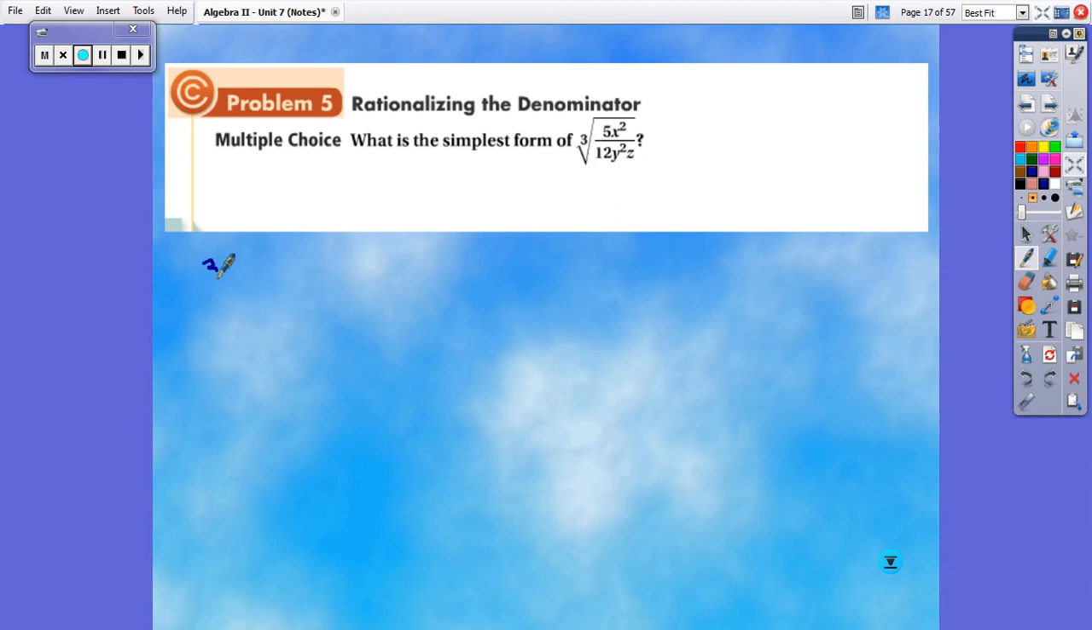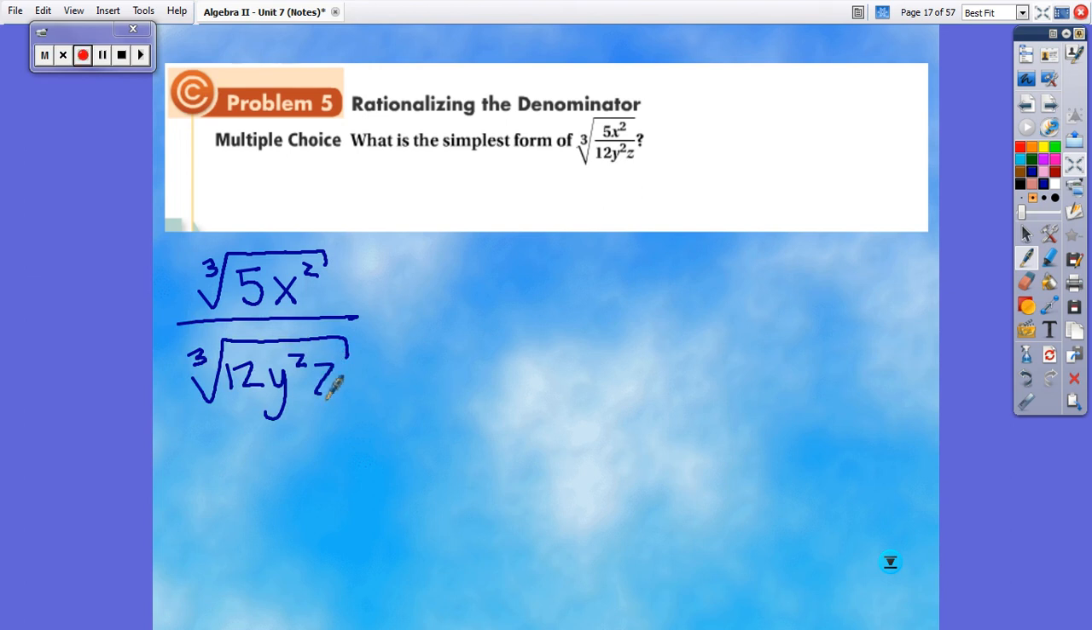So what I actually want to do is split up the problem. So I'm going to rewrite it as the cube root of 5x squared divided by the cube root of 12y squared z. And I'm going to multiply that by something that's going to make this not have any type of radical in the denominator. So right away we know it has to have the same index because we're multiplying them together, so you can start with that. This is the way I do every single problem, and you'll see a bunch of different methods, but I think this is the easiest to understand.